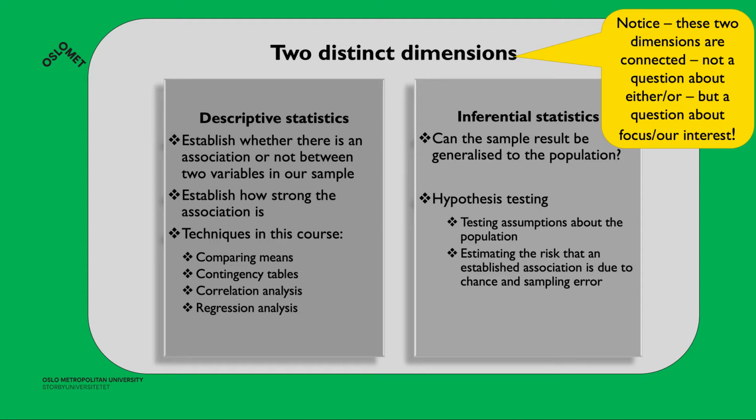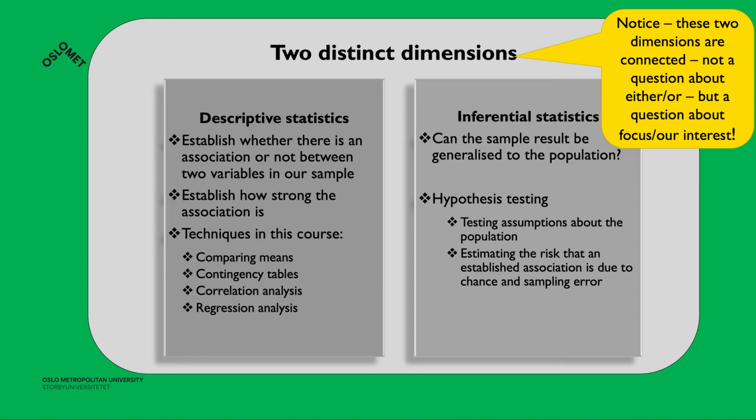And there are two distinct dimensions when we do the bivariate analysis or analysis in general, but it's important to note that these dimensions are connected, and it's more a question about focus or our interest. So we can talk about descriptive statistics, which establishes whether there is an association or not between two variables in our sample, and how strong this association is. And the techniques we are going to use are comparing means, contingency tables, correlation analysis, and regression analysis.